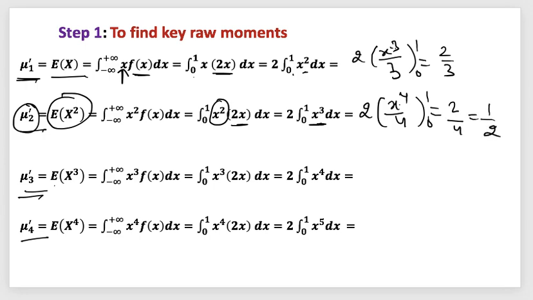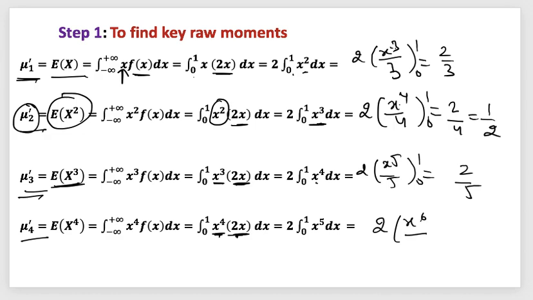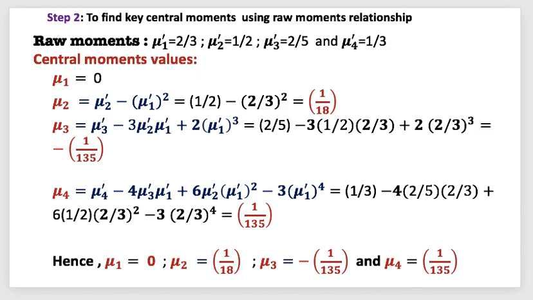And in the same manner, for E(X cube), we get x cube times 2x, which is x4. So 2 times x5 by 5 from 0 to 1 will be 2 by 5. And the last one is the fourth raw moment. So we multiply x4 times the PDF, so it is 2 times the integral of x5 from 0 to 1. We get x to the power 6 upon 6 from 0 to 1. So it is 2 by 6, which equals 1 by 3. So in this manner, the raw moments can be calculated.